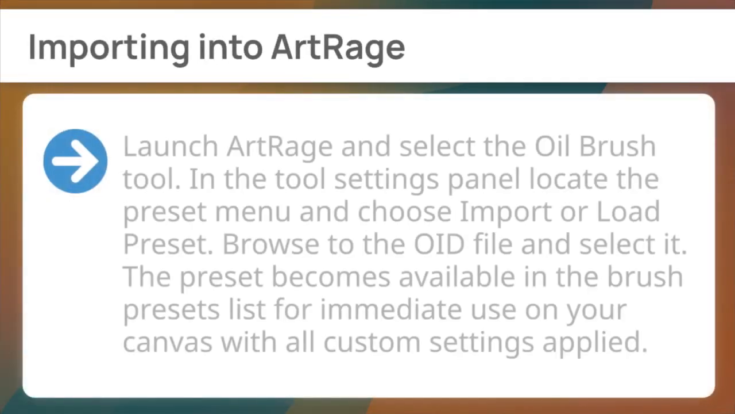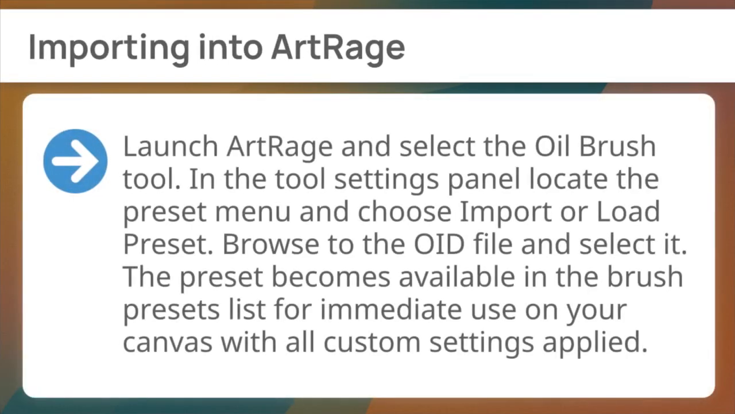First, importing into ArtRage. Launch ArtRage and select the Oil Brush tool. In the Tool Settings panel, locate the Preset menu and choose Import or Load Preset. Browse to the OID file and select it. The preset becomes available in the Brush Presets list for immediate use on your canvas, with all custom settings applied.